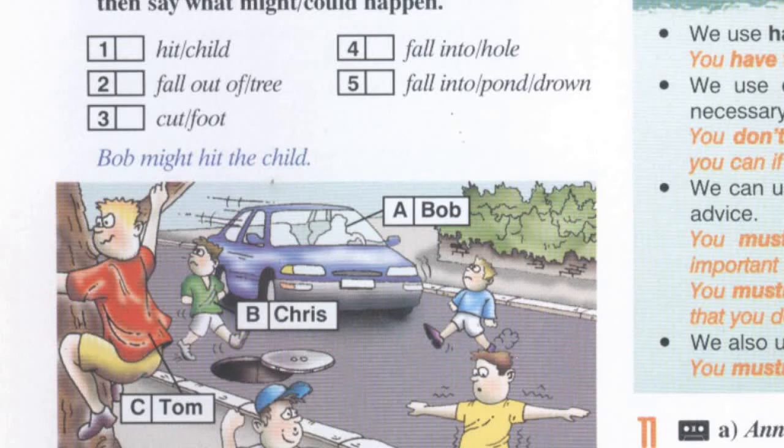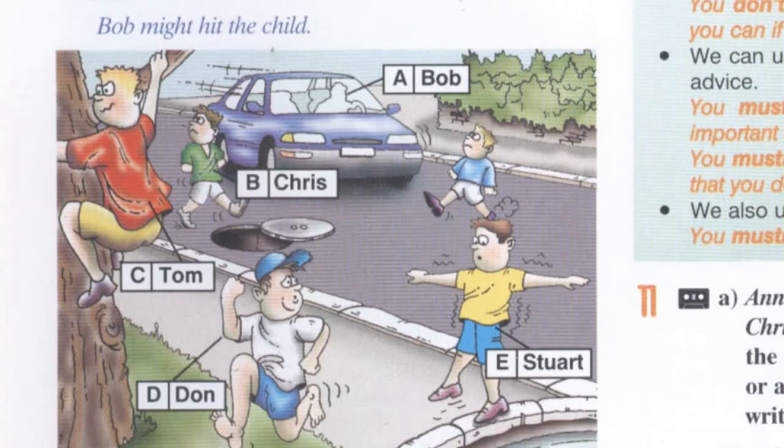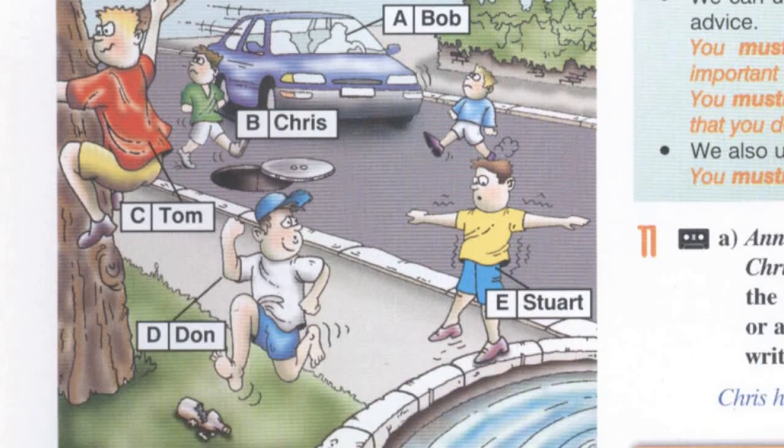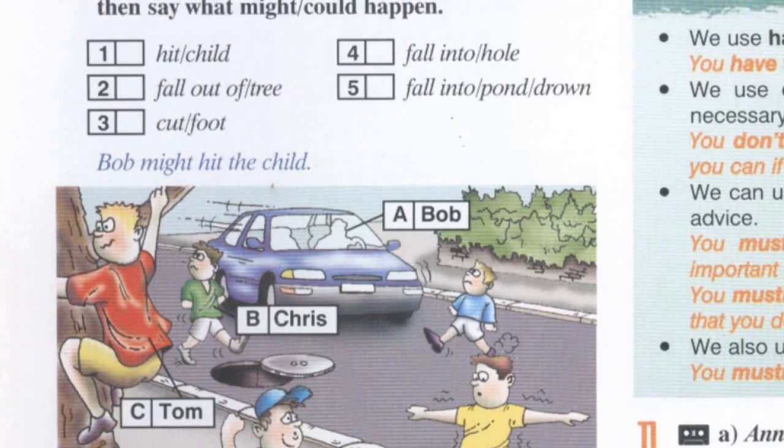How about number 5? Fall into pond. Okay, E. Oh, let's see. Fall into pond, and the second one, the revision, is difficult here. Drown. Okay, so look here. Oh yes, there is a pond next to Stuart. So the sentence, can you form it? Stuart might fall into pond and drown, or Stuart could fall into pond and drown.